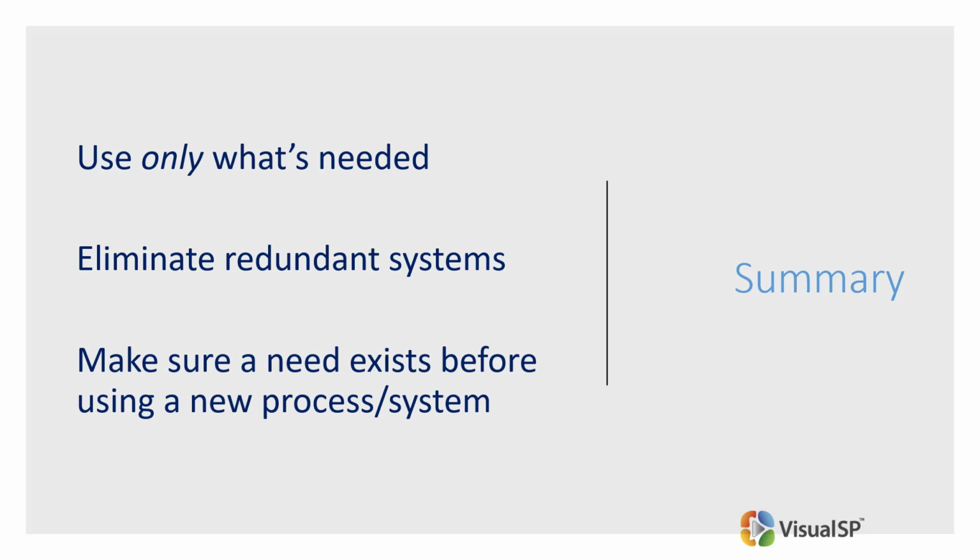And then also make sure a need exists before using a new process or system. This kind of goes along with what I was saying before. You want to make sure to not have redundant systems that are just there for the sake of being there, and then people are confused as to, okay, where am I supposed to go, Yammer, or am I supposed to go to Teams to have this conversation, or Outlook conversations, or somewhere else? That just creates a lot of chaos. So I would definitely recommend not doing that.